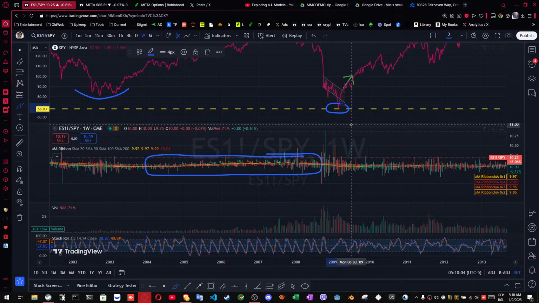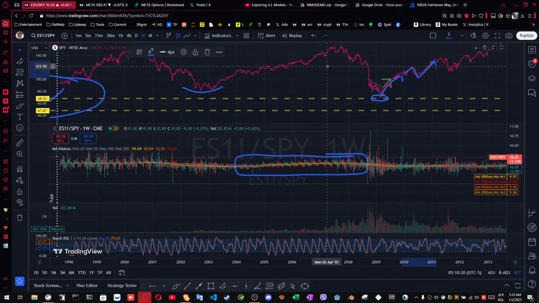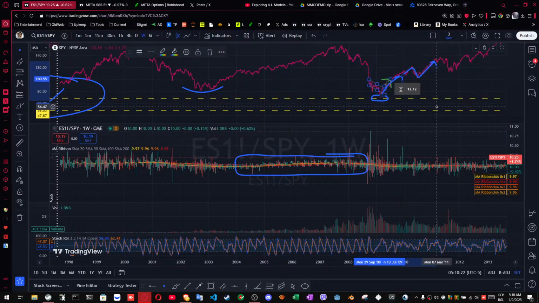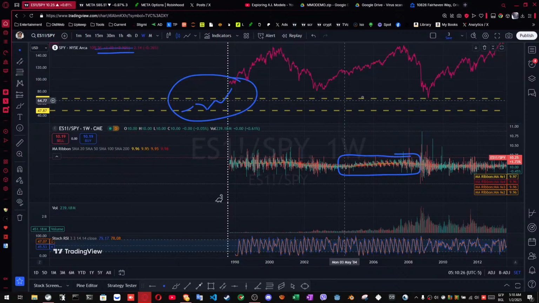Buybacks for banks. If you don't remember 2008, 2009, the banks got money, they bought their stock back very quickly, and then we went back on our general trajectory. So yeah, I'm kind of just taking some time finding patterns between previous events.